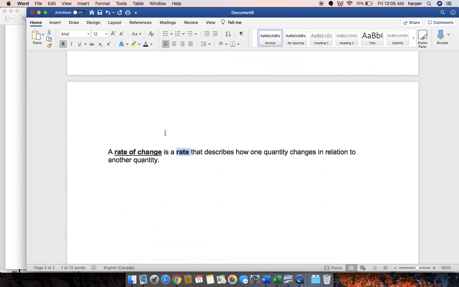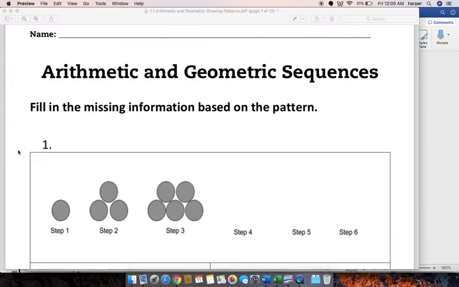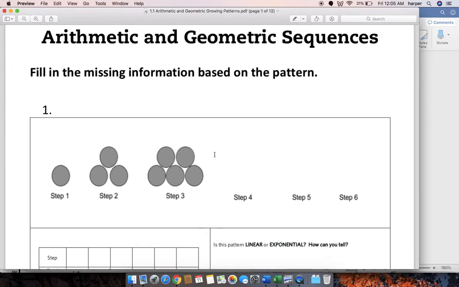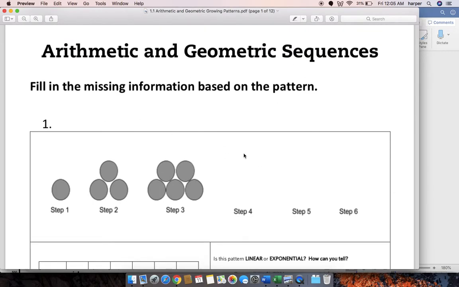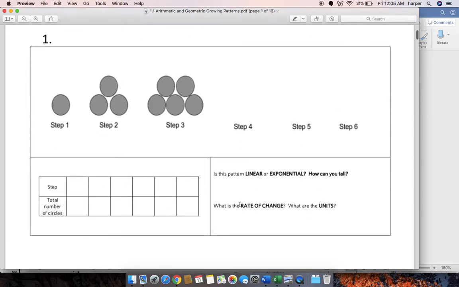Okay, so you can pause the video until everyone has this paper in front of them, and then we're gonna go through it. So arithmetic and geometric sequences. Fill in the missing things. Just looking at this, don't focus on the bottom part yet. What would step 4 be?